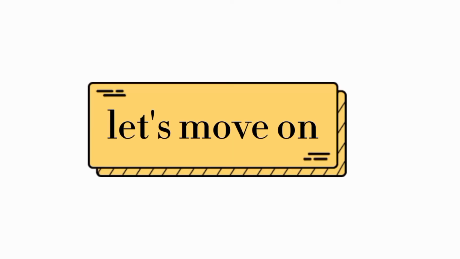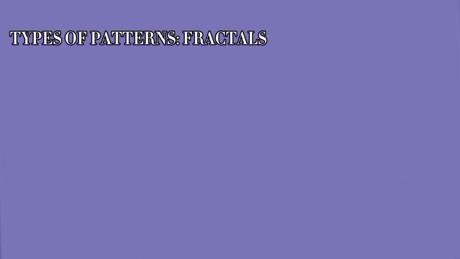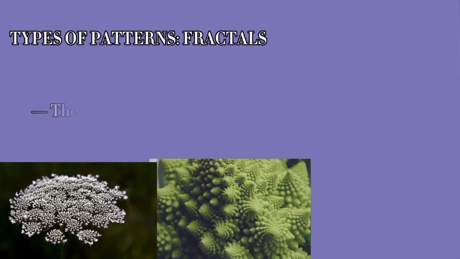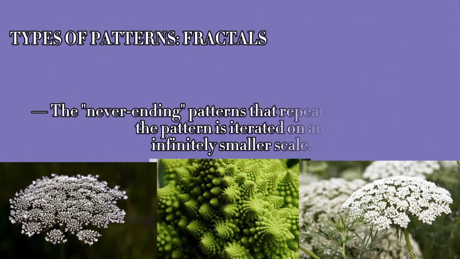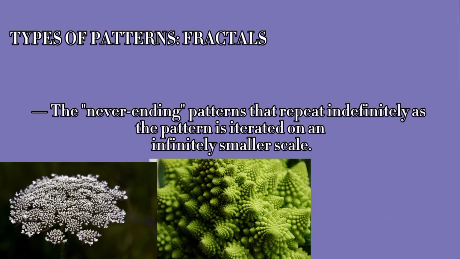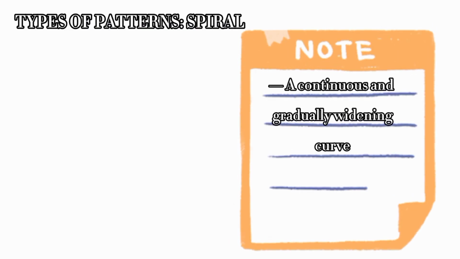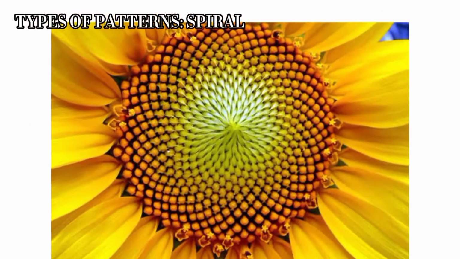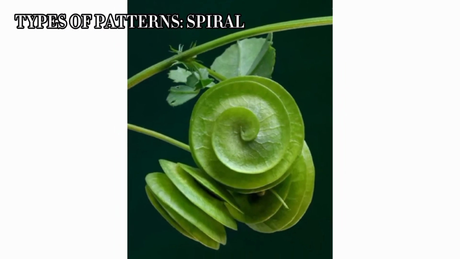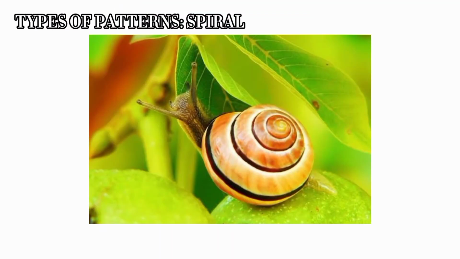Let's move on to another type of pattern, which is fractal. Fractals are never-ending patterns that repeat indefinitely as the pattern is iterated on an infinitely smaller scale. Then we have a spiral, a continuous and gradually widening curve, which is common in plants such as sunflower seeds, flower petals, and also in some animals, especially mollusks.